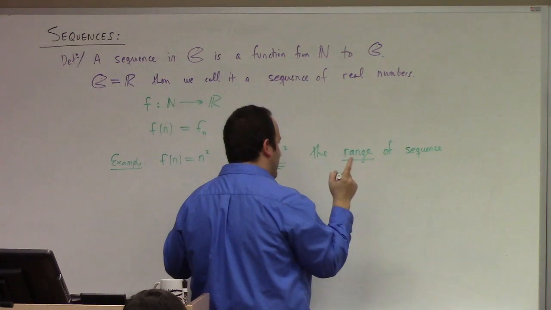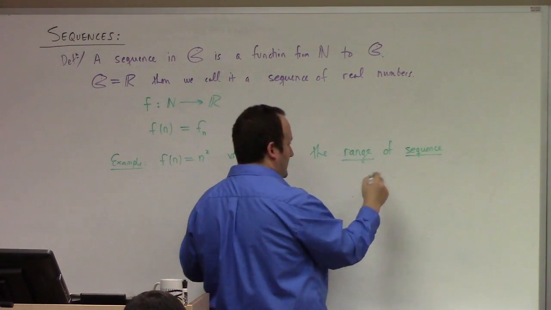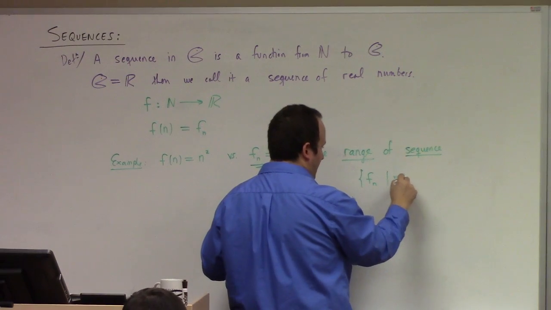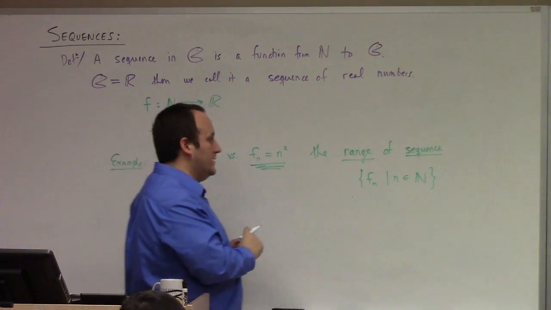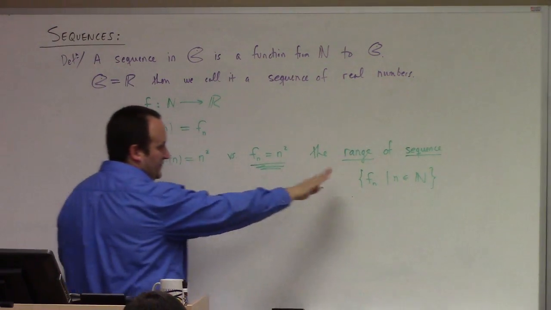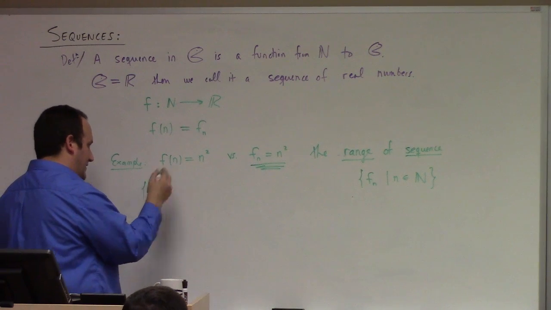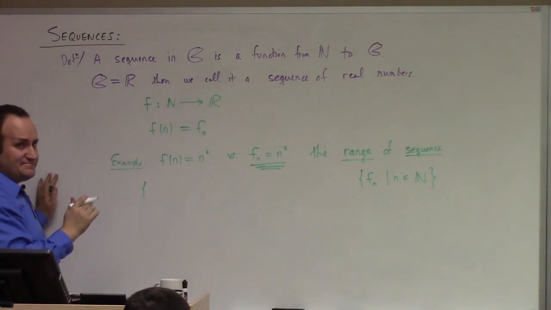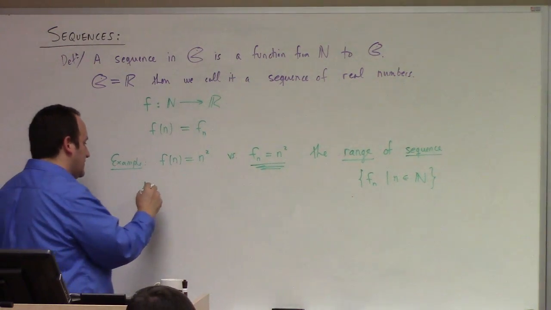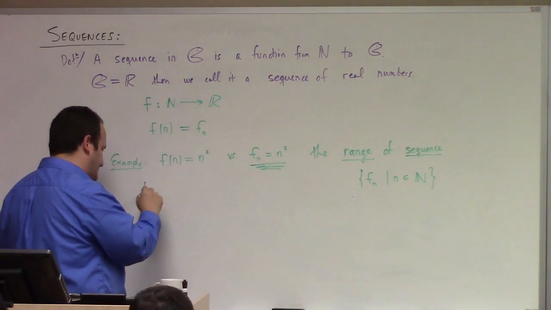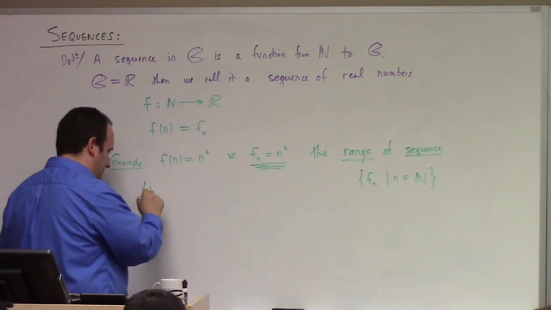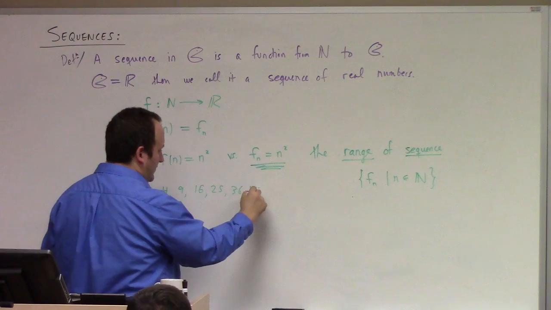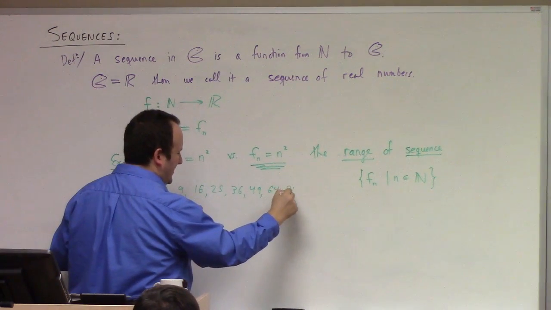All right, the range of the sequence would be just what it sounds like. That would be f sub n such that n is a natural number. A lot of books identify the sequence and its range. I would like to distinguish between those things, but anyway, here's the range of the sequence: 1, 4, 9, 16, 25, 36, 49, 64, 81. You get the idea.